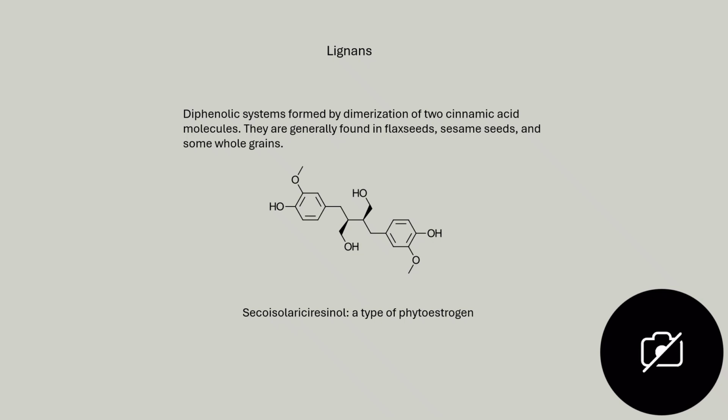So a lot of Eastern countries that eat a lot of soy tend to have less intense menopausal behaviors, and it's been associated with this secoisolariciresinol that's in the soy products that they eat a lot of. Like miso soup has a lot of this in it.